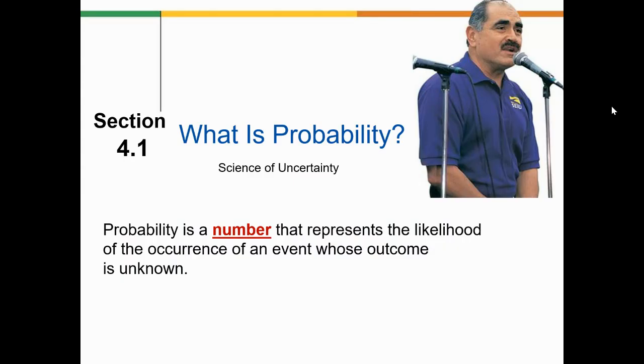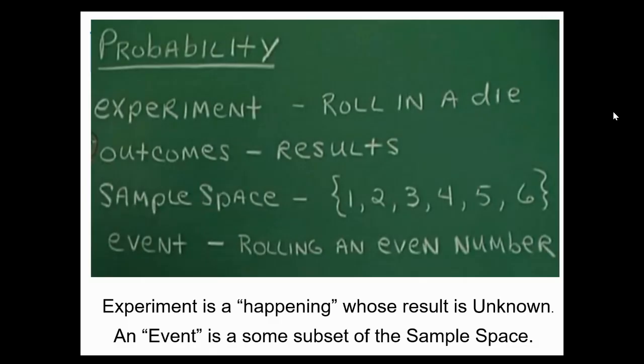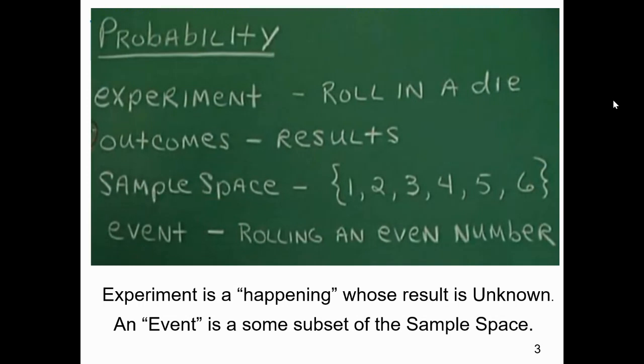All right, so we start out with a definition. What is probability? I like this definition. Science of uncertainty. It's a number. Probability is a number that represents the likelihood of an occurrence of an event whose outcome is unknown. Probability, science of uncertainty. In the video, Big Al, as I call him, started out with some basic definitions.